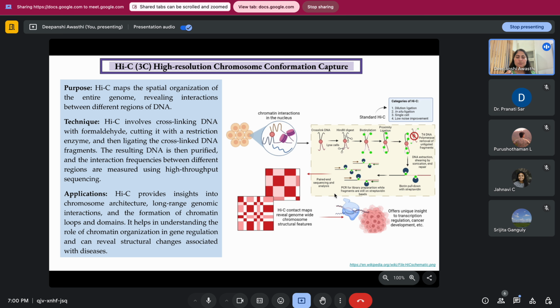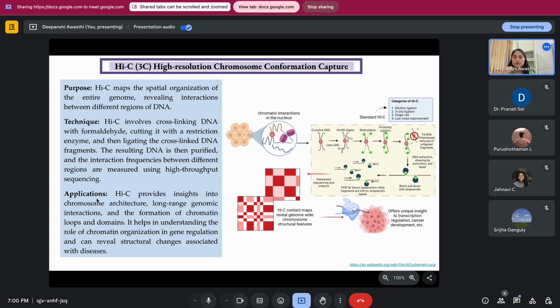We will attach the adapters, or we can use the probes or independent primers which can be used for the PCR amplification of those sequences which we have obtained. Ultimately we will be able to find which of the genes are lying close to one another, because they will only get cross-linked. Otherwise, if they are far away, they won't be able to cross-link. So it will offer us unique insight into transcription regulation and cancer development. We will see in a later slide how it is helping.